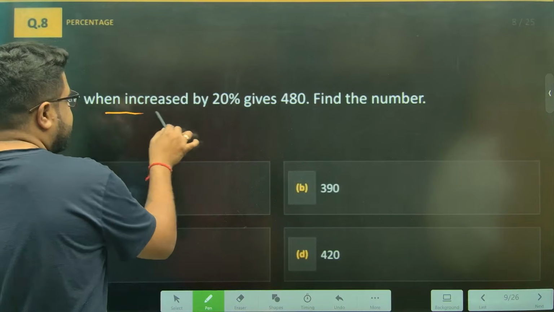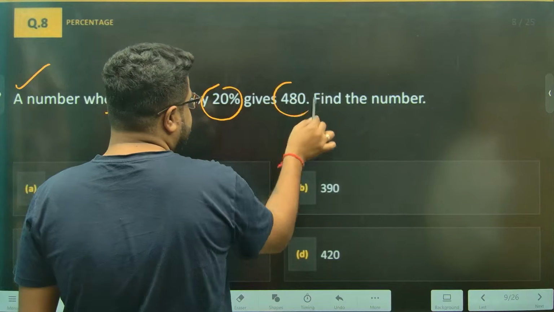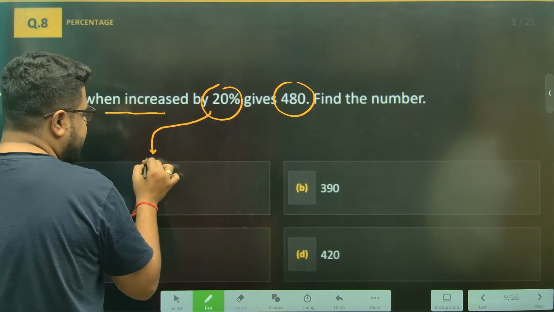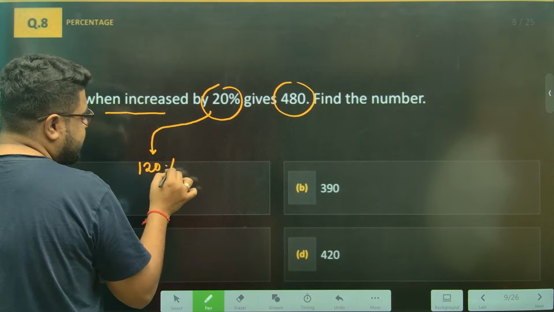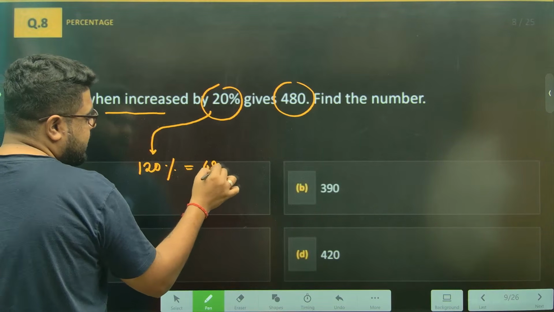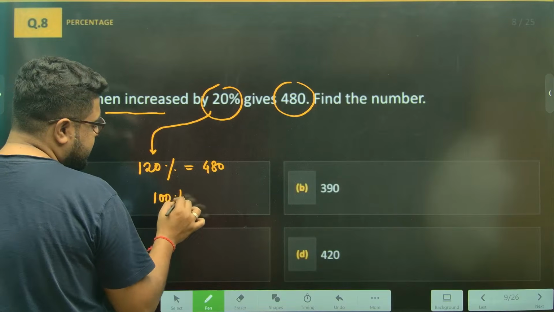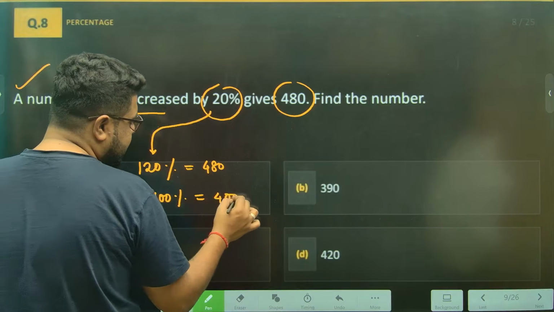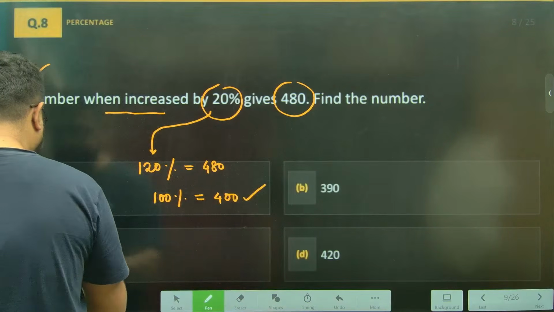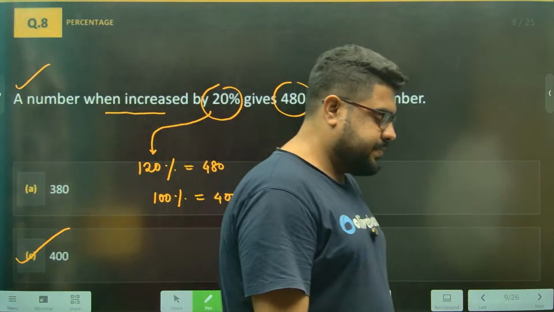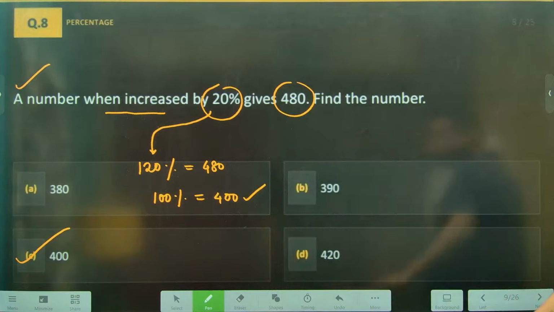A number when increased by 20% gives 480. Sir, a number increased by 20% means it's 120% of the number. That is 480. So the number, 100%, is 400. Again, you don't need pen and paper for this. This is the answer, sir.